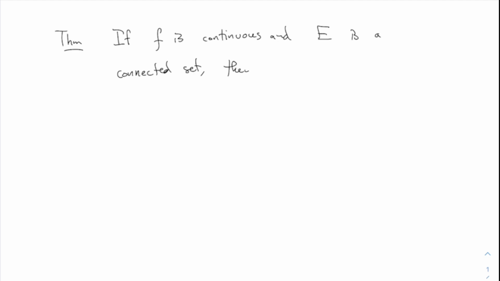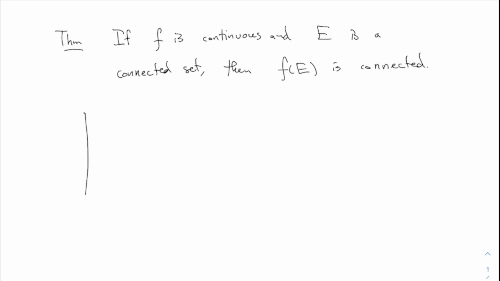So anyway, the intermediate value theorem, that's what we were talking about last time. And at the very end, I wrote down this very fancy, sophisticated way of thinking of the intermediate value theorem. It says, if f is continuous and E is a connected set, then f of E is connected. This is a fancy way of stating the intermediate value theorem.